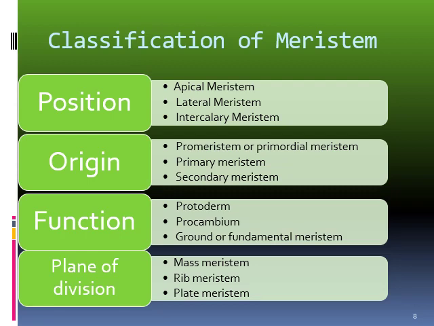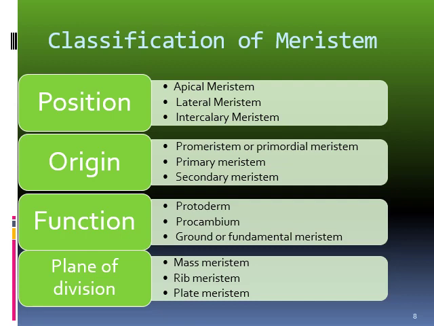On the base of position, we have 3 types. One is apical meristem, then we have the lateral meristem, and then we have intercalary meristem. Next, on the base of the origin, or we can say on the base of the developmental stages, or on the base of the origin of initial cells, we have 3 types. One is promeristem, that is also called primordial meristem. Then we have a primary meristem, and then we have secondary meristem.